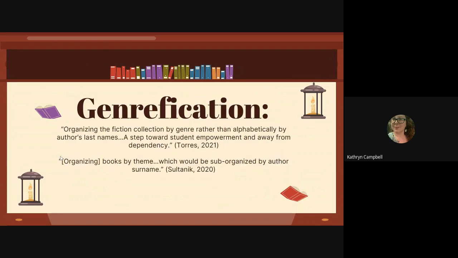Organizing the fiction collection by genre rather than alphabetically by authors' last names is a step towards student empowerment and away from dependency, so says Torres, 2021. And organizing books by theme and then sub-organizing by author, according to Sultanic.